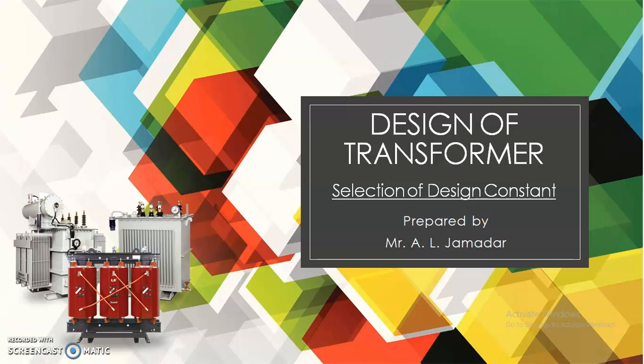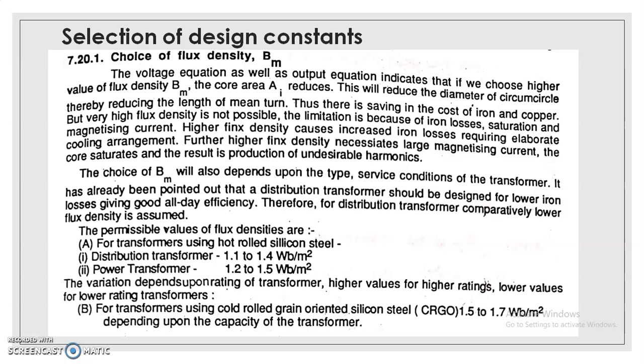Hello guys, in this session we are going to learn about the selection of design constants. The design of the transformer depends upon proper selection of design constants, and these constants are nothing but flux density Bm, current density delta, and window space factor Kw. Therefore, it is worthwhile to discuss the factors governing the choice of these constants. So let's see the choice of flux density Bm.